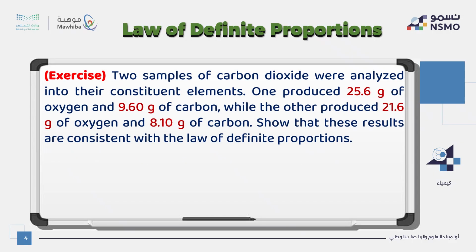In this exercise, 2 samples of carbon dioxide were analyzed into their constituent elements, carbon and oxygen. In the first sample, 25.6 grams of oxygen combined with 9.6 grams of carbon. We calculate the ratio of oxygen to carbon by dividing 25.6 by 9.6, which gives 2.67.